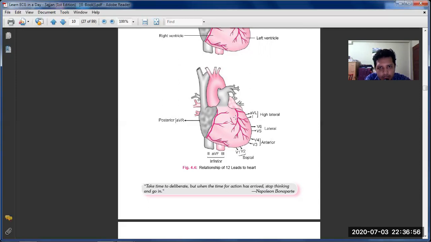And we all know that lead 1 is horizontal and lead AVL is to the left. Lead 1 is also to the left, so they are called high lateral. AVR is to the right. Actually, in the anatomical position of the heart, it denotes the posterior portion of the heart. And leads 2, 3 and AVF, we all know that 2 is like this, 3 is like this direction, and AVF is like this direction. So these 3 are the inferior leads of the heart.